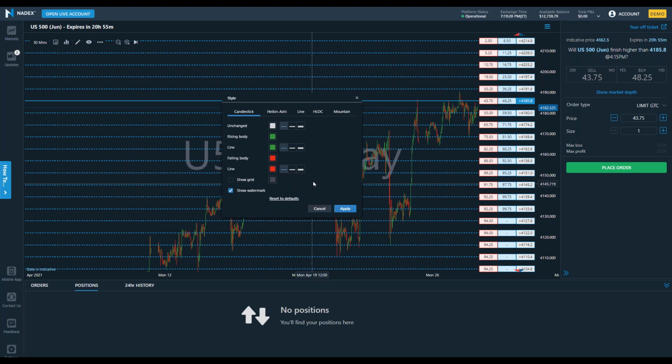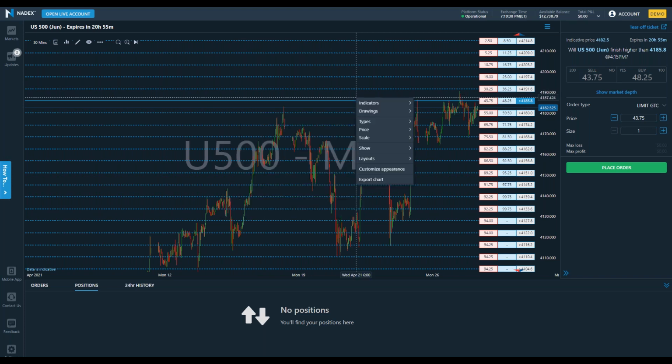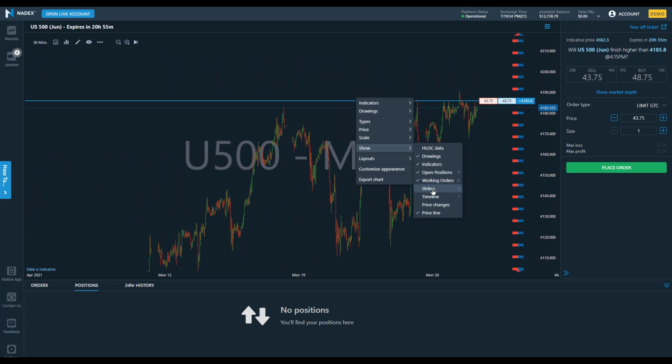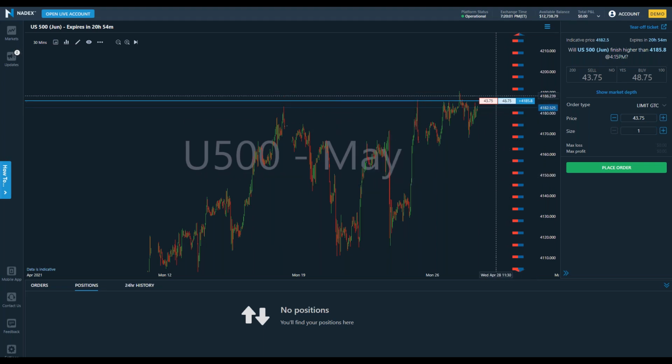and oh wait, this might not be where I show my grid, I show my watermark. You know what, I think it might be under a different setting. Show strikes. That's it. It's under show. Okay. I want to see my drawing tools, my indications, open position, working order. I'm going to turn off strikes. I'm turning that off. Boom. Okay, that made my chart look a whole lot cleaner and easier to read. The only one I want to see is maybe the one that I'm interested in.